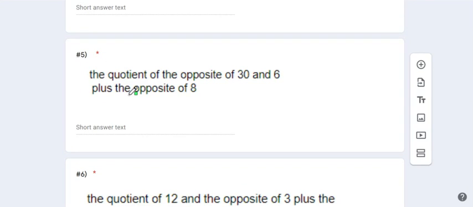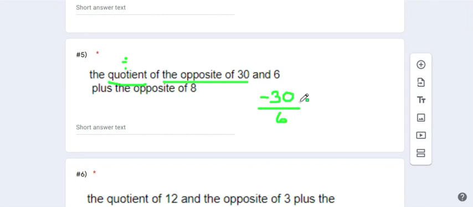Okay, here number 5, it says the quotient of the opposite of 30 and 6. So remember, quotient means division, right? It's the answer to a division problem. So I want the quotient of the opposite of 30. Isn't that negative 30? Yep, that's the opposite of 30. I want the quotient of negative 30 and 6. So negative 30 divided by 6. That would give me the quotient of negative 30 and 6.